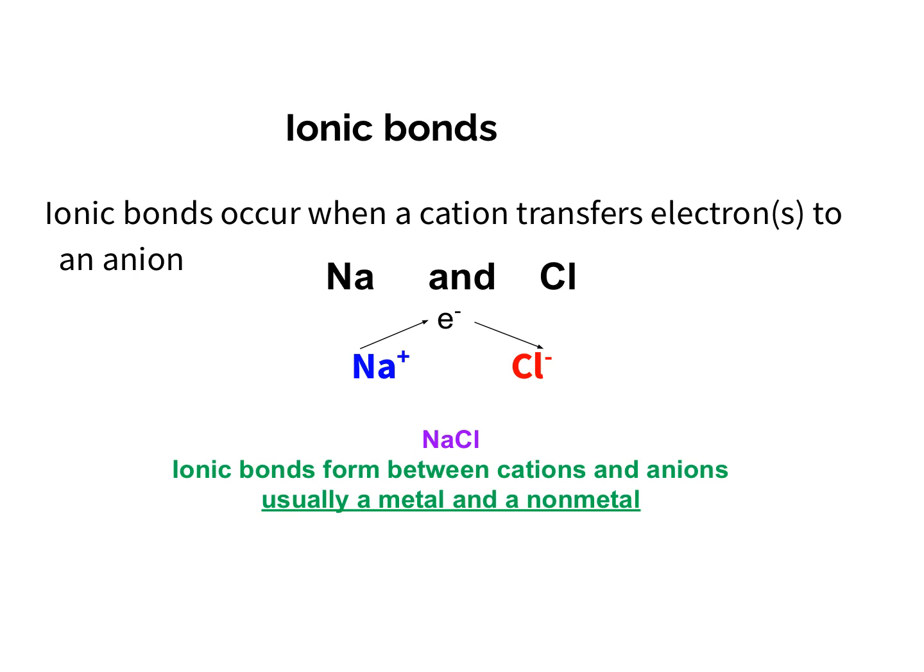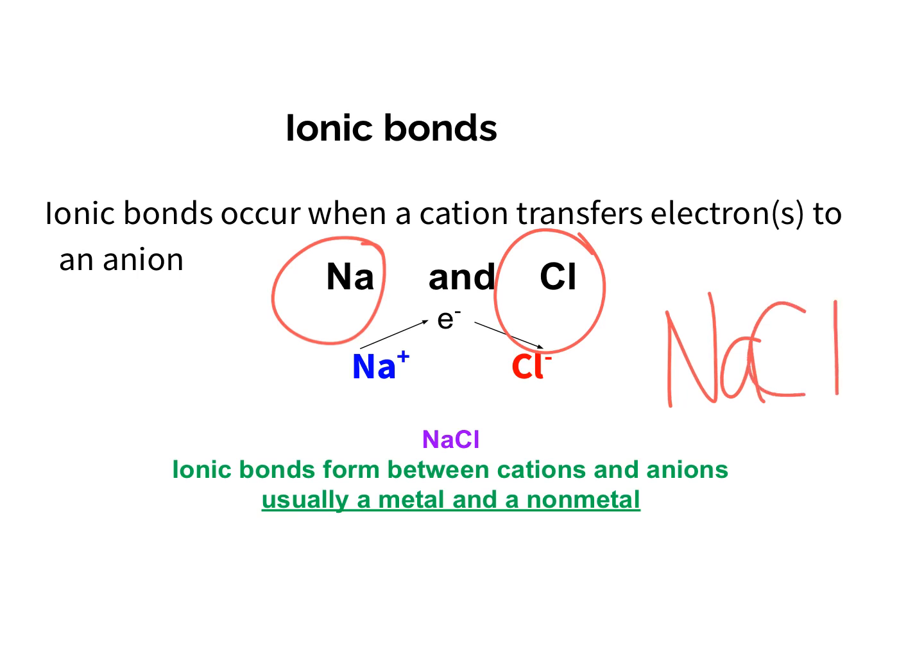These bonds are formed when a cation transfers its extra electrons to an anion. These bonds are often formed between a metal and a nonmetal. So as you can see here, we have Na and Cl, which makes NaCl, which is table salt, and Na is positive. It has lost one of its electrons, and our Cl has a minus, which means it has an extra. So by Cl giving its electron to Na, they become NaCl.